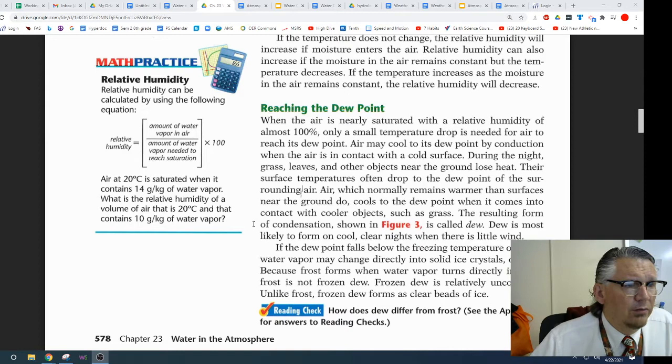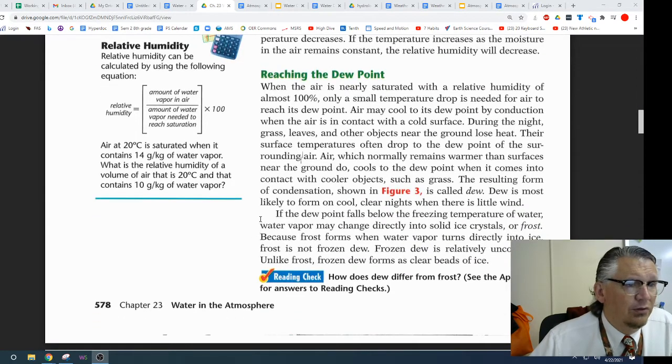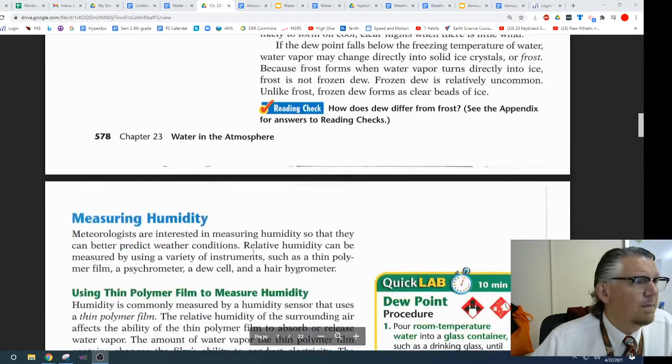The resulting form of condensation, as shown in Figure 3, is called dew. Dew is most likely to form on cool, clear nights when there's little wind. If the dew point falls below the freezing temperature of water, water vapor may change directly into solid ice crystals, or frost. Because frost forms when water vapor turns directly into ice, frost is not frozen dew. Frozen dew is relatively uncommon. Unlike frost, frozen dew forms clear beads of ice.